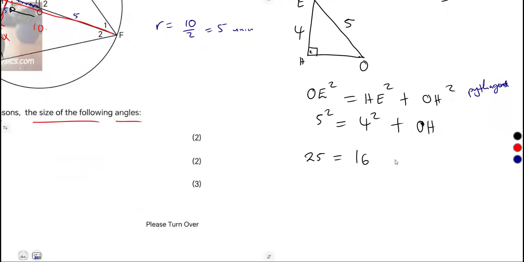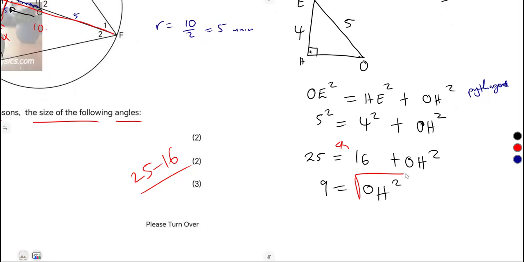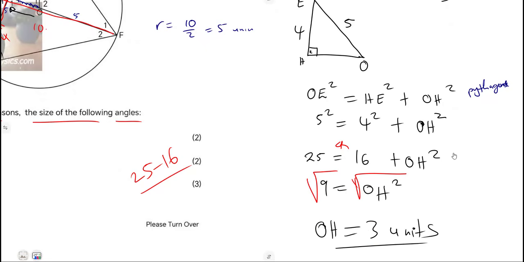25 is equal to 16 plus OH squared. So take the 16 to the other side. It is going to be 25 minus 16, that's 9, and that's equal to OH squared. So we can find our OH by introducing the square root. So our OH is going to be 3 units from solving this part of our Pythagoras theorem.